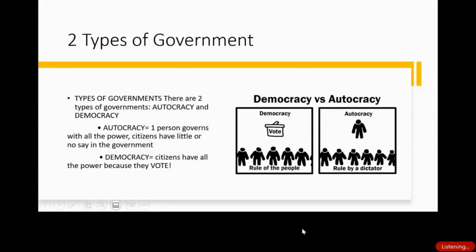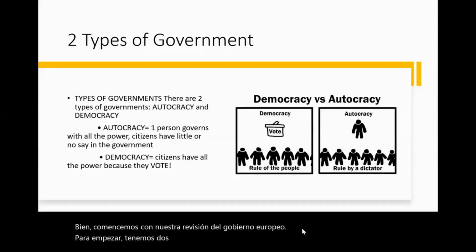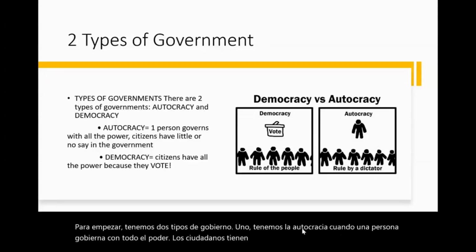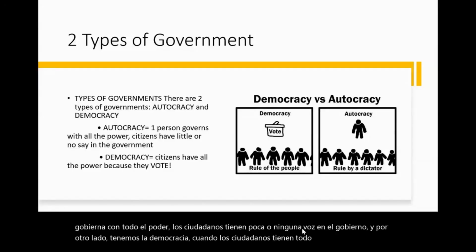Okay, so let's start with our European government review. To start with, we have two types of government. One, we have autocracy, when one person governs with all the power. Citizens have little or no say in the government. And on the other side, we have democracy, when citizens have all the power because they get to vote.